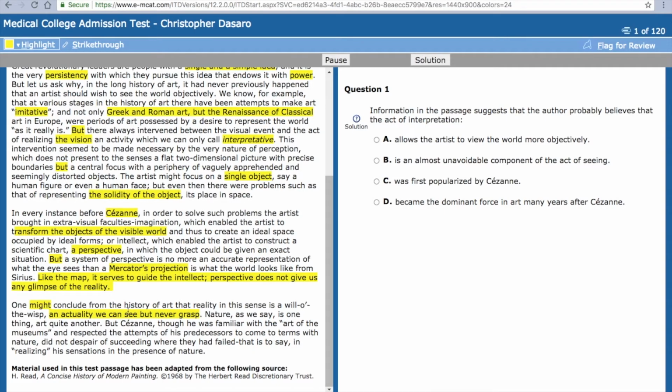One might conclude from the history of art that reality in this sense is a will-o'-the-wisp. So this comma is implying that a will-o'-the-wisp is just an actuality we can see but never grasp. Nature, as we say, is one thing, art quite another. But Cézanne, though he was familiar with the art of the museums and respected the attempts of his predecessors to come to terms with nature, did not despair of succeeding where they had failed, that is to say, in realizing his sensations in the presence of nature.